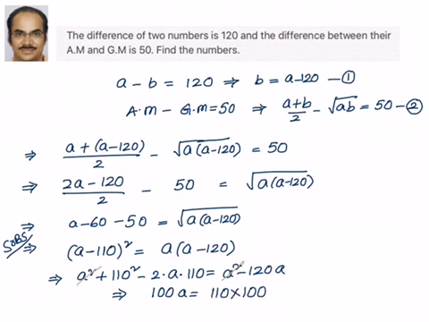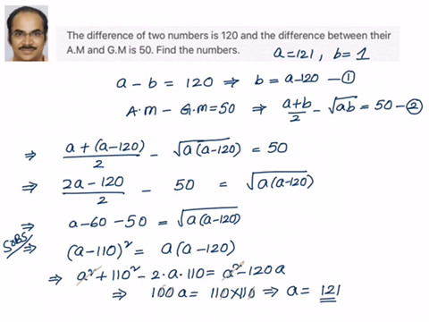I can cancel 2 zeros there. So it will become A equal to, I can cancel. Let me do that. This zero can be cancelled with these 2 zeros. I am left out with A equal to 121. So the value of A is 121 and the value of B is equal to 1, because we know the difference between them is 120.